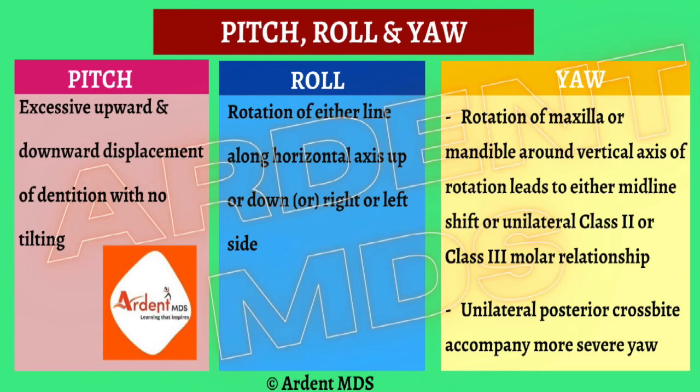Coming to roll, roll is a rolling of the occlusal line along the horizontal axis, up or down on the right or left side. So this is called roll. And coming to yaw, it is the rotation of the maxilla or mandible around a vertical axis of rotation, which leads to either unilateral class 2 or class 3 along with changing the midline dimension, right? So this is pitch, roll and yaw.